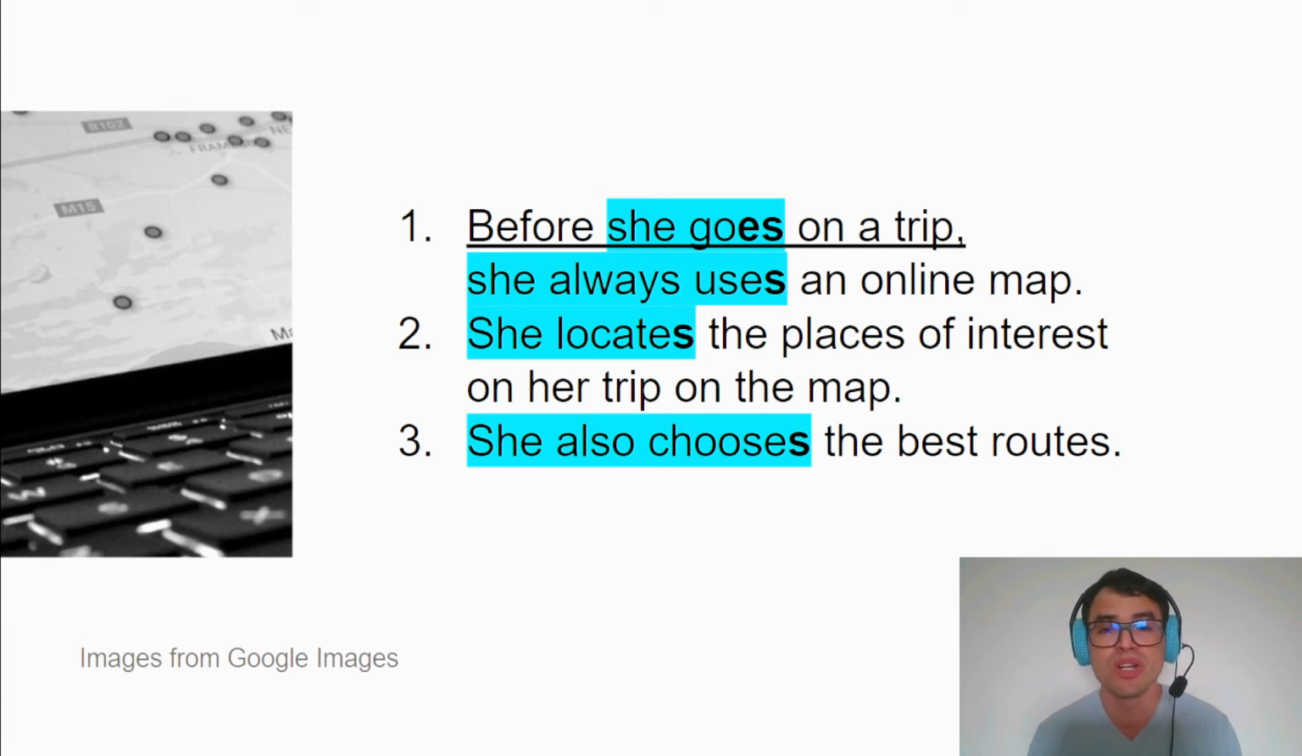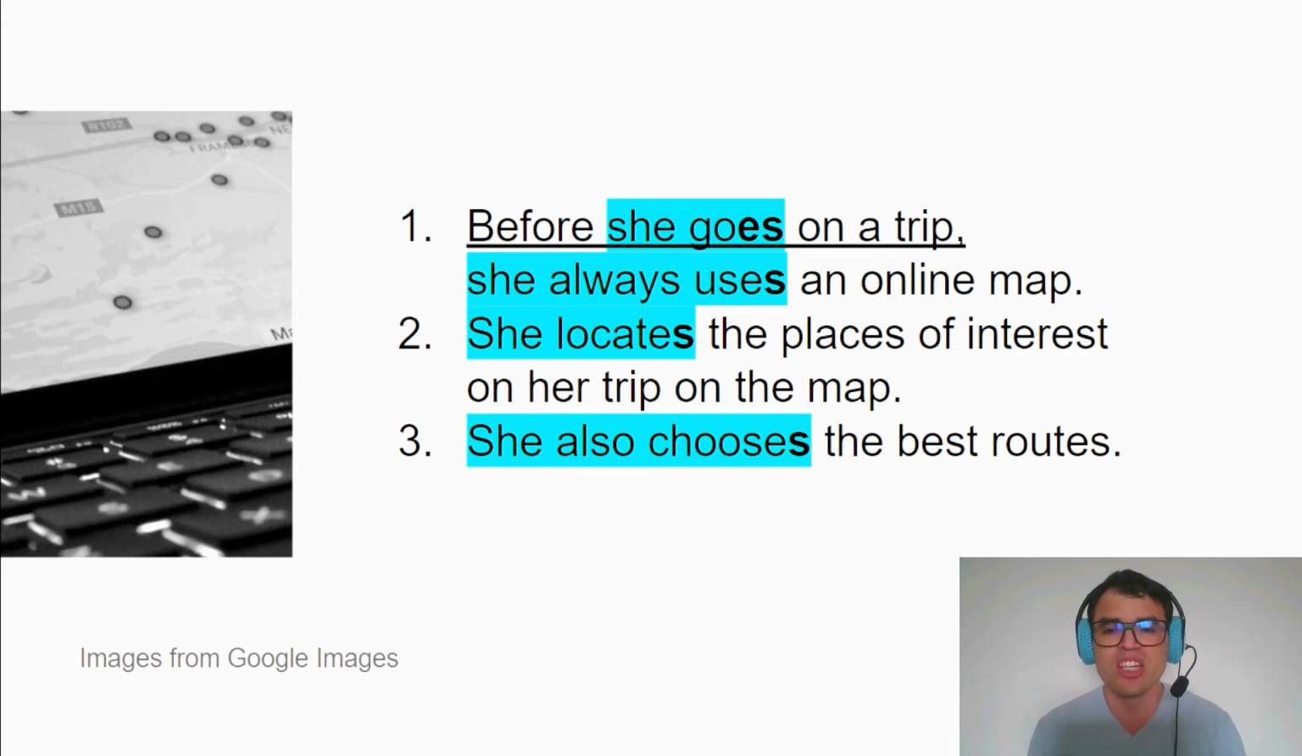Do you see the simple present there? Yes, she goes and she always uses. Subject, she, verb, goes, uses. Now, number 2, she locates the places of interest on her trip on the map. Simple present, she locates, right? It ends in S.